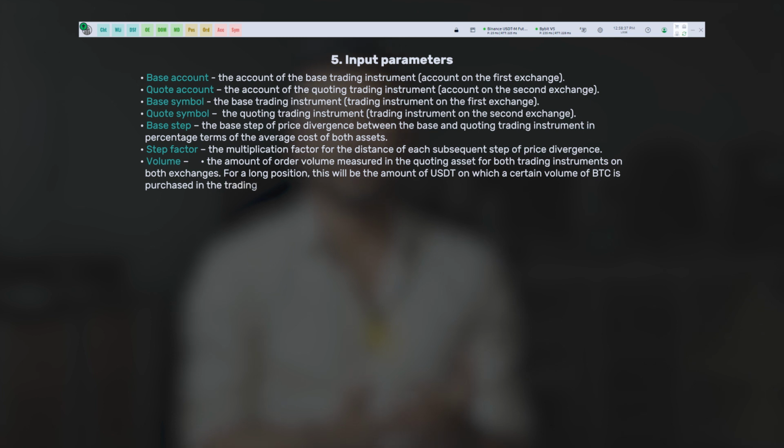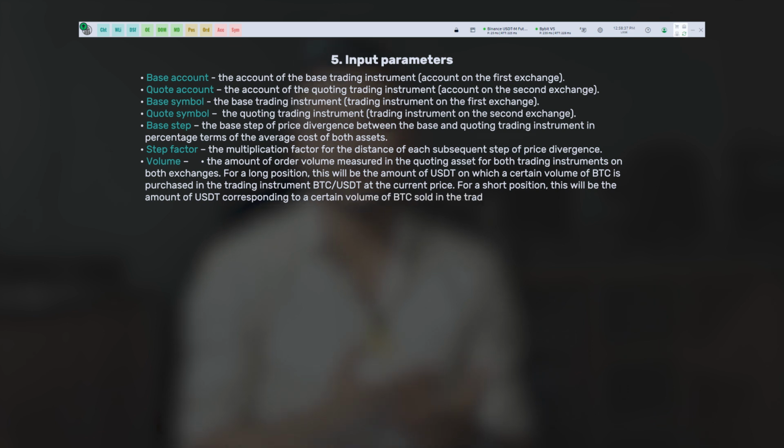For a long position, this will be the amount of USDT for which a certain volume of BTC is purchased in the BTC USDT trading instrument at the current price. For a short position, this will be the amount of USDT corresponding to a certain volume of BTC sold in the BTC USDT trading instrument at the current price.